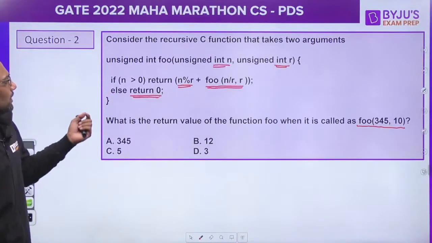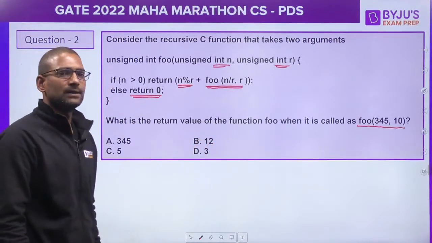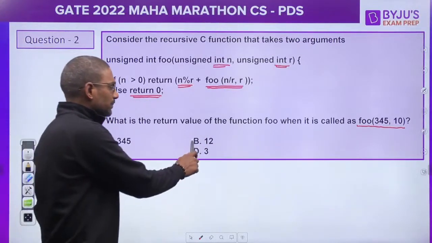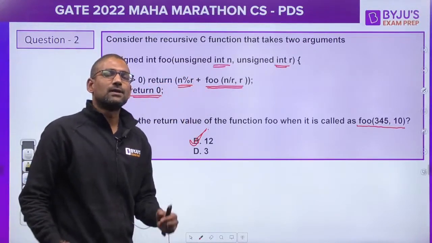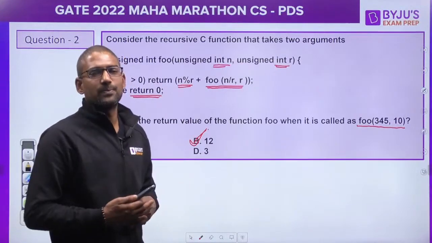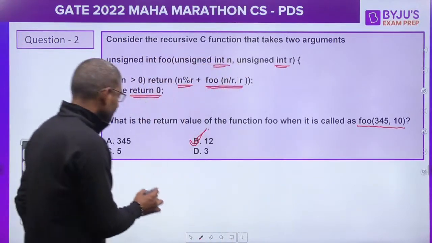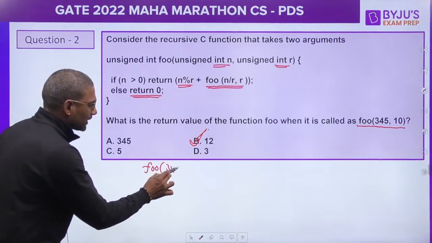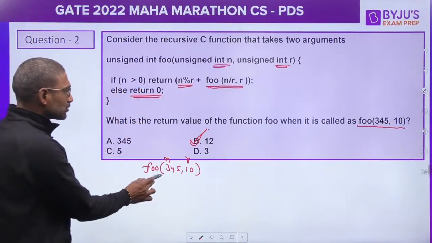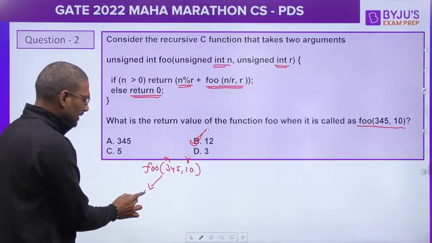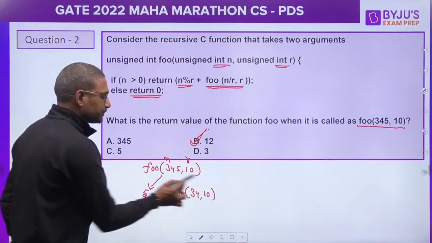What is the return value of the function foo if it is called as foo of 345, 10? I am getting all answers as B. Of course it is, because it is nothing but the logic for calculating the sum of individual digits of a positive integer. However, I'll show you how it works. Foo of 345, 10. Here n is 345, r is 10. N greater than 0. So what does it return? N modulus r, that is 5, plus foo of n by r, which is 34, 10.